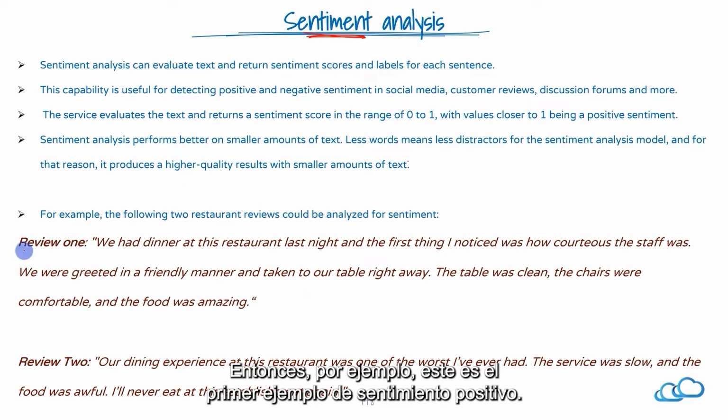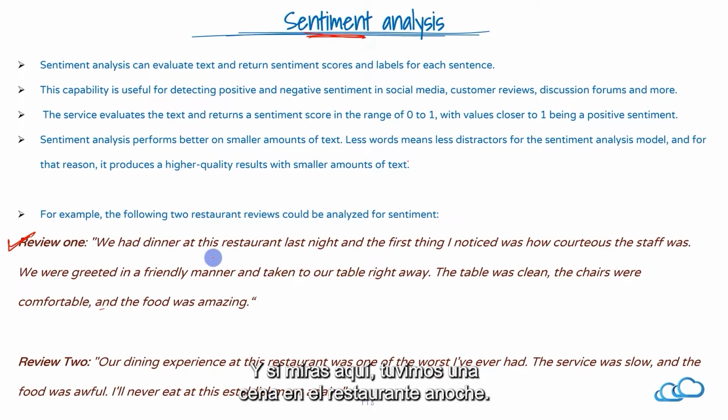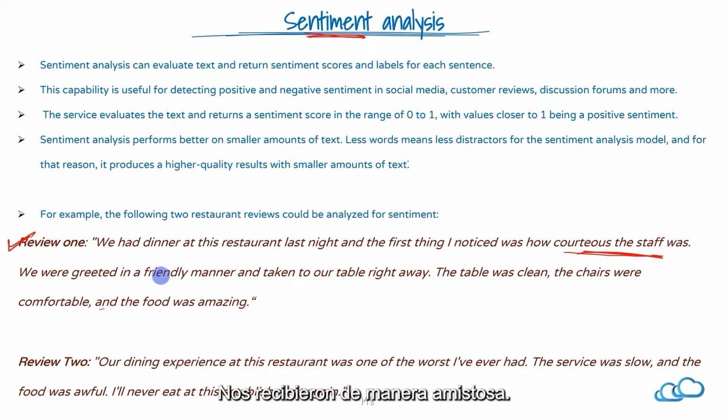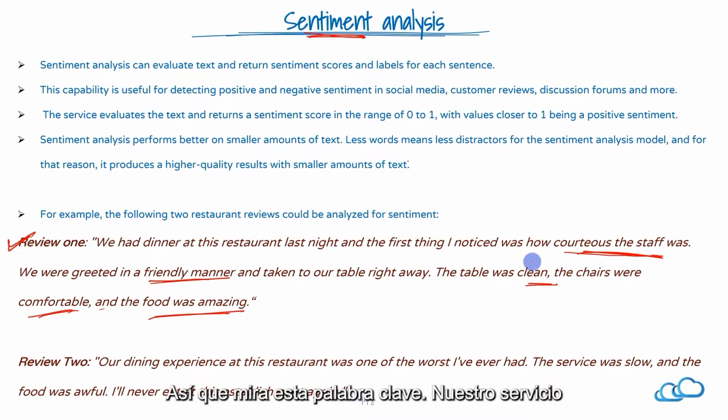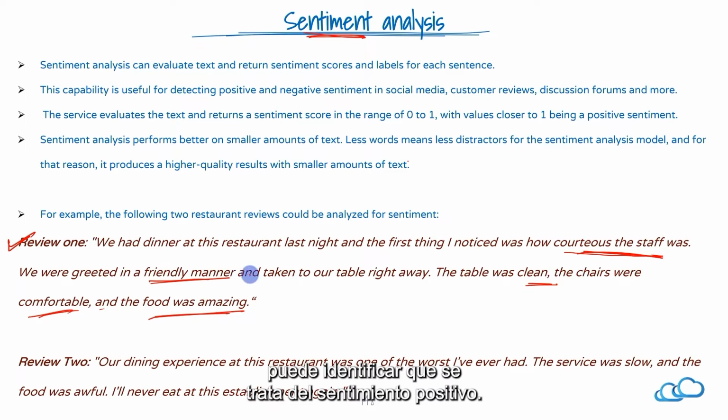So for example, this is the first example of positive sentiment. If you look at here, we had a dinner at the restaurant last night, and the first thing I noticed was how courteous the staff was. So this is courteous, the staff. This is positive sentiment. We were greeted in a friendly manner. Taken to our table right away. The table was clean, the chair was comfortable, and the food was amazing. So look at these keywords. Our service can identify that this is about positive sentiment.